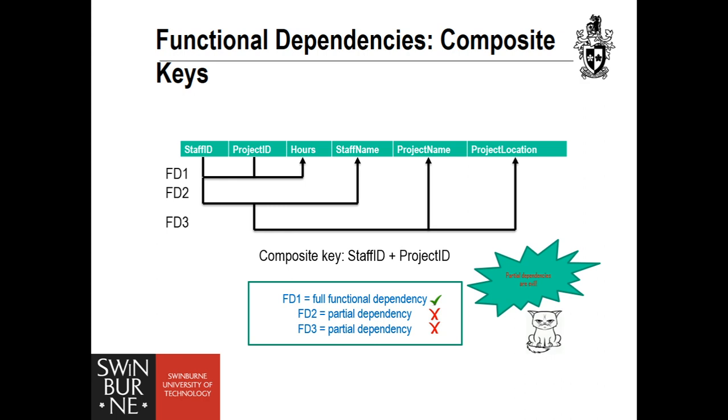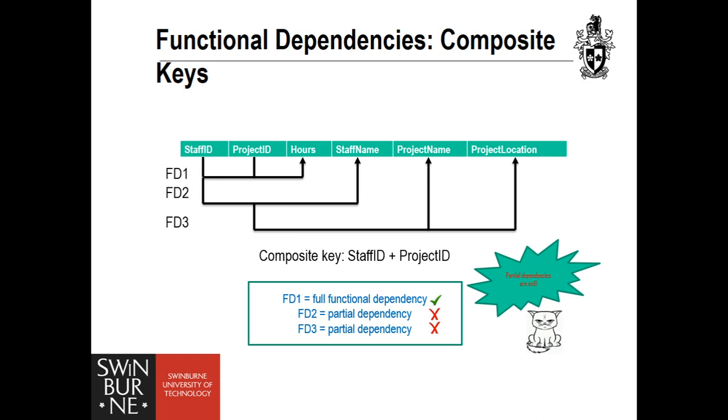Having chosen the composite key, we realize that staff name only needs half the primary key to be fully defined. We call this partial dependency. Partial dependencies are bad. They are so-called design anomalies and indicate potential duplication.